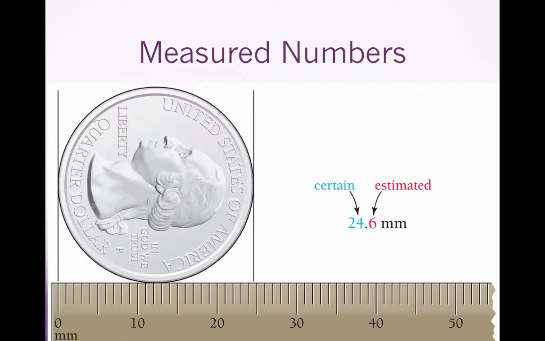Okay, let's look at this example. So for this coin, I can see for sure that it's 24 millimeters, but it's somewhere between the 4 and the 5 millimeter mark. So I have to guess that last digit. So I would say this is about 24.6 millimeters. That 0.6 is estimated, the 24 is certain.